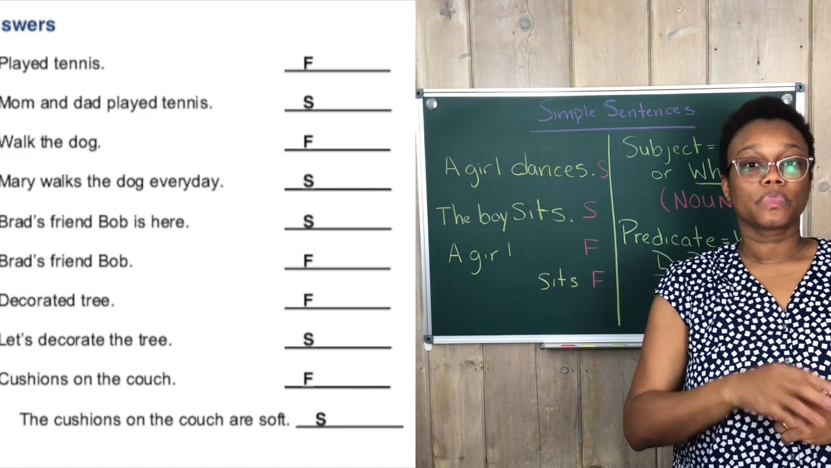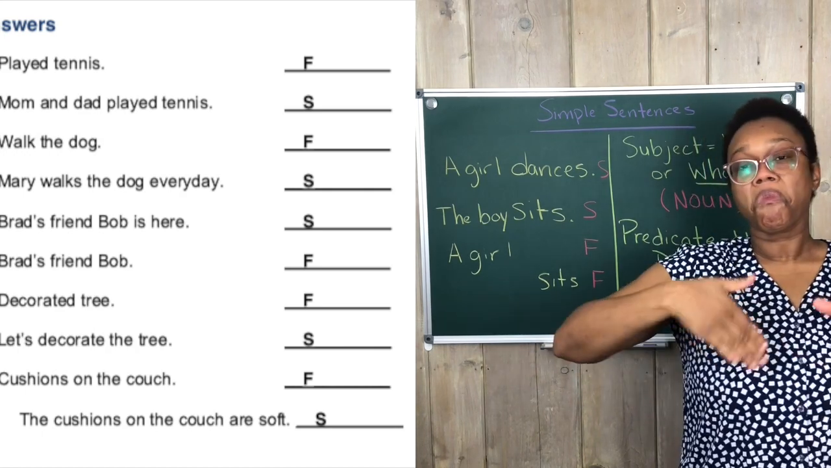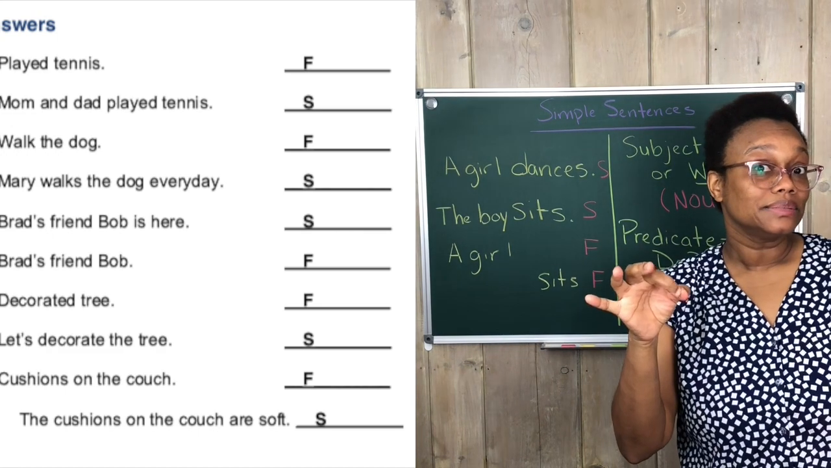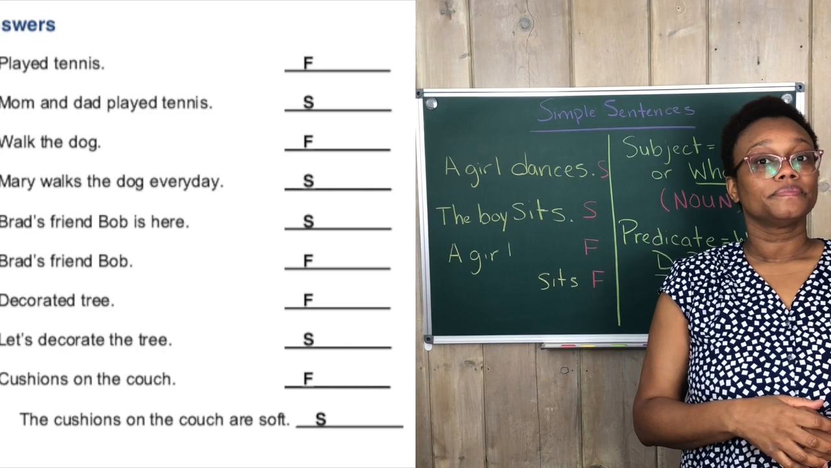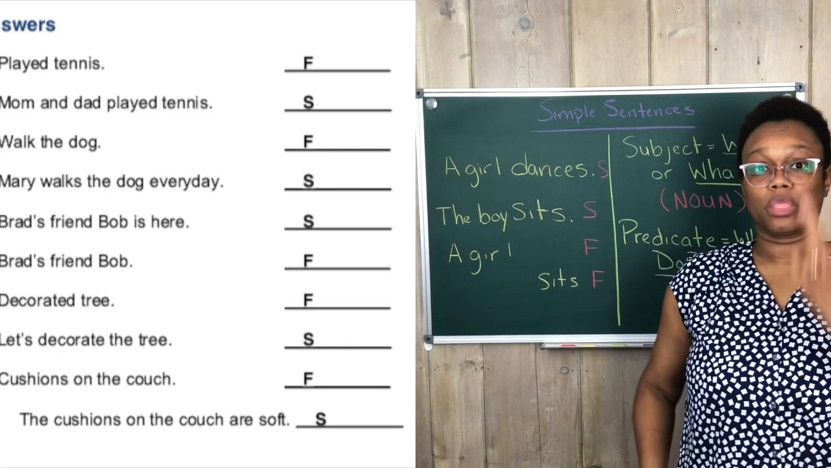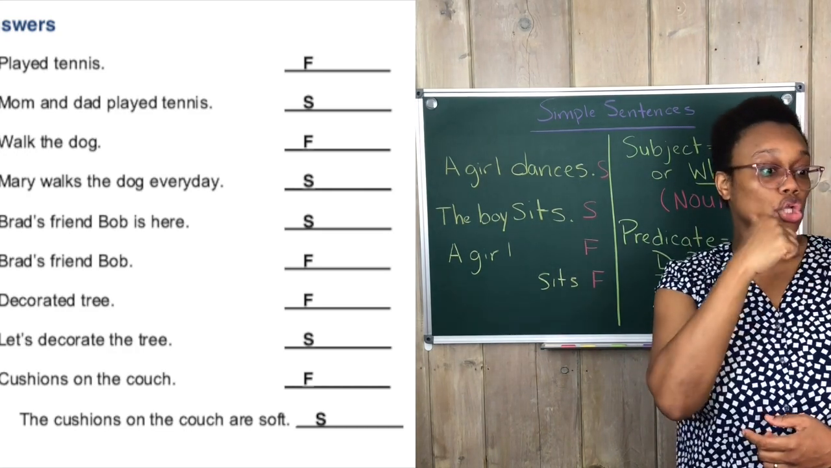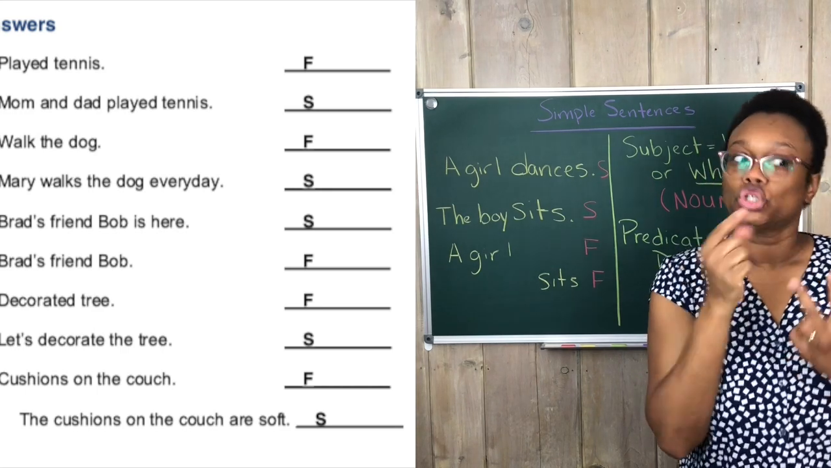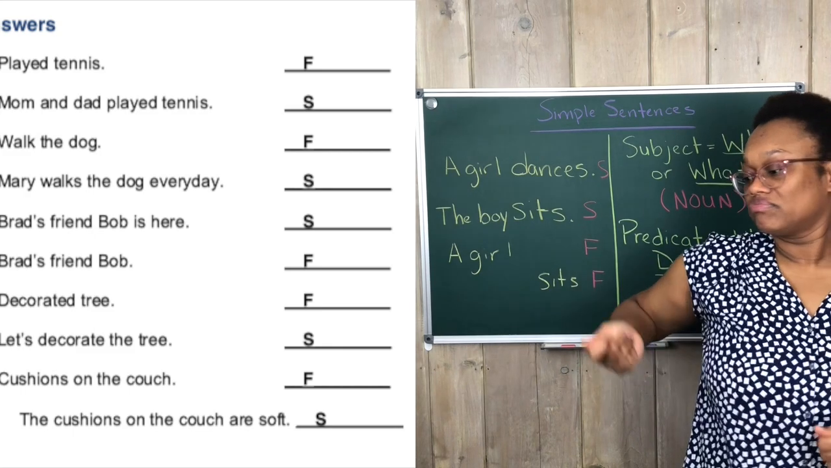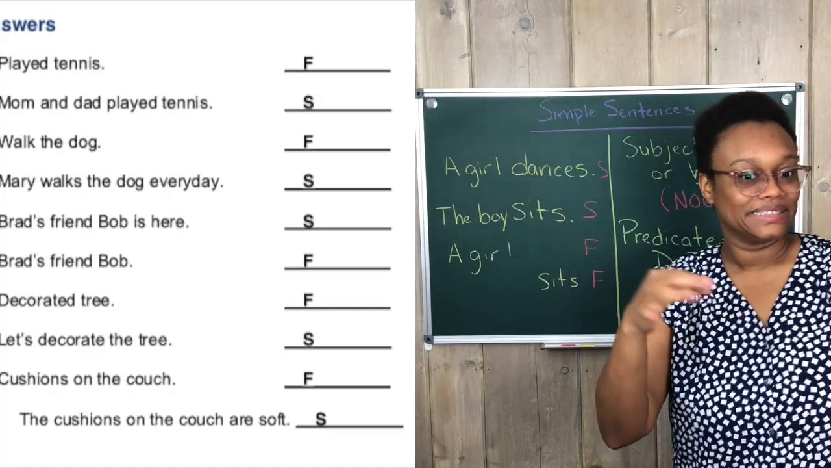Number 4, Mary. Every day, Mary walks the dog. Is that a sentence? Yes, it is. Why? Because it has both the subject, who, that's Mary, and what is Mary doing? She walks the dog. So you would write S for a sentence.